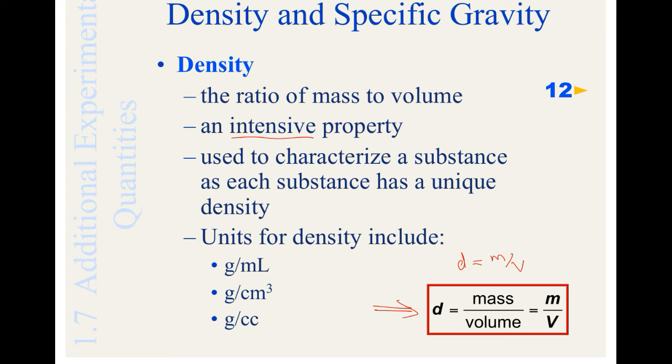It can be used to characterize a substance, as each substance has a unique density. For example, gold is a metal that would have a much higher density than something like air. Units for density can include grams per milliliter, grams per centimeter cubed, and you might see this sometimes in the healthcare profession, grams per cc. Cc simply means cubic centimeter, so it's the same thing, but all of those can be used. So you are responsible for knowing the formula: density is equal to mass over volume, D equals m over v.